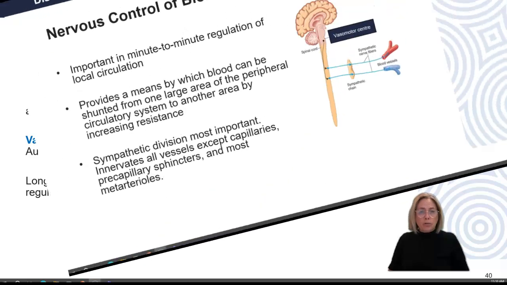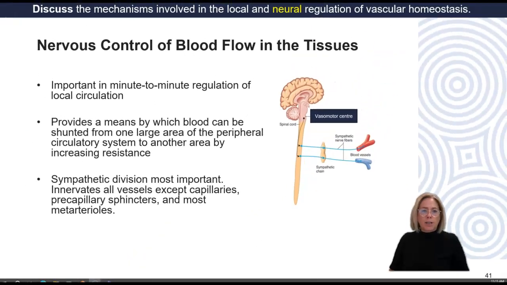We're now going to look at the neural regulation of vascular homeostasis. And this is important in the minute-to-minute regulation of local circulation. Remember back to the heart topic, and we talked about the cardiovascular centers in the brain in terms of the cardio accelerator center and the cardio inhibitor center that regulate cardiac function by either increasing or decreasing heart rate and stroke volume via the sympathetic stimulation from the cardiac acceleratory nerve or the parasympathetic stimulation from the vagus nerve.